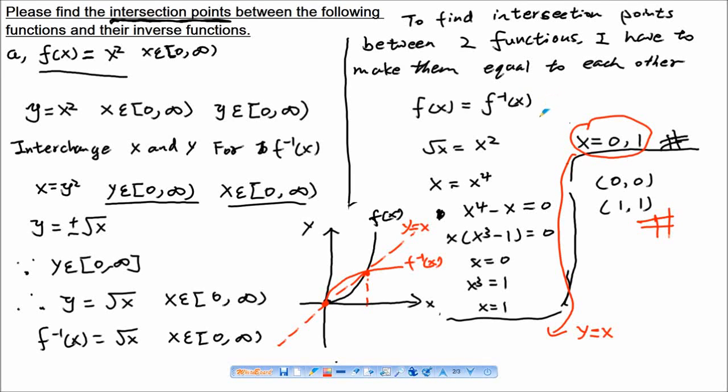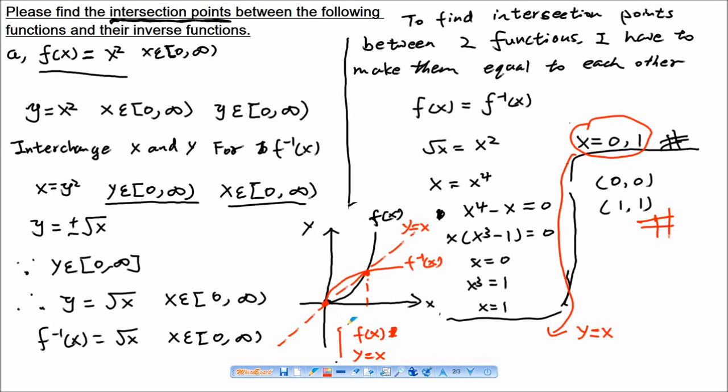Okay, another trick to do this kind of question is, because the inverse function is a reflection of the original function on the line y equals x. So what else we can do is just make the original function equal to x, just to find the intersection point between the original function and the line y equals x.